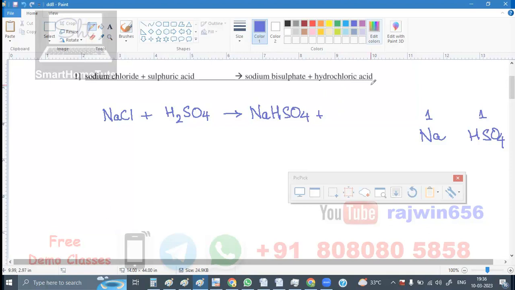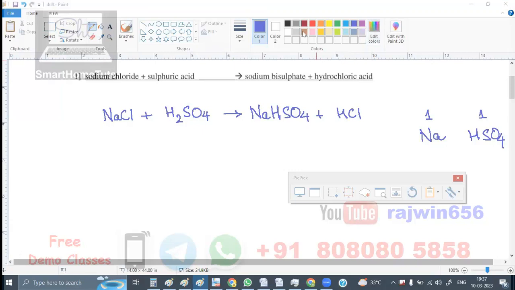Plus the last part that is there is hydrochloric acid. As I've said, some of the common formulae in 9th and 10th grade you need to remember, like sulfuric acid is H2SO4, hydrochloric acid is HCl. We'll have to check for balancing.